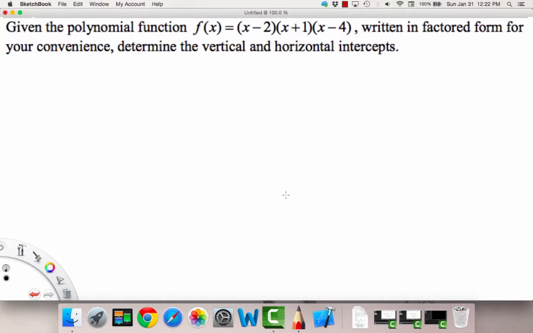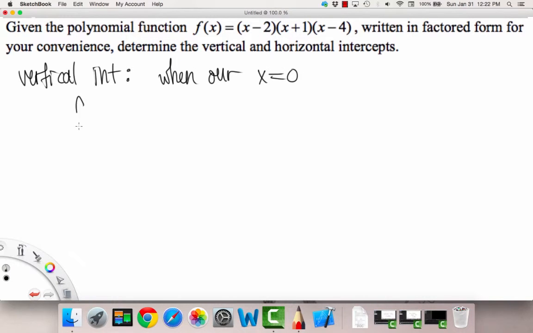Okay, for this example, we're going to look at this polynomial function. f of x is equal to x minus 2 times x plus 1 times x minus 4, written in factored form for our convenience. Determine the vertical and horizontal intercepts. So let's start with vertical, because that was listed first. So vertical intercepts: that is when our x is equal to 0.